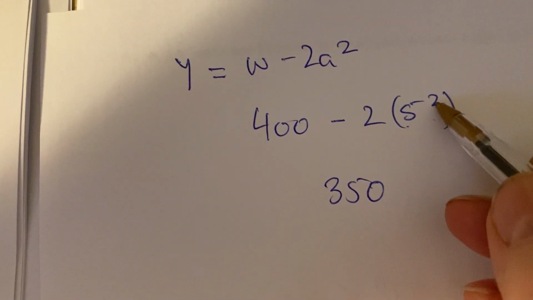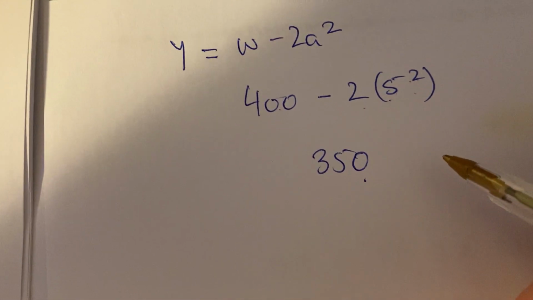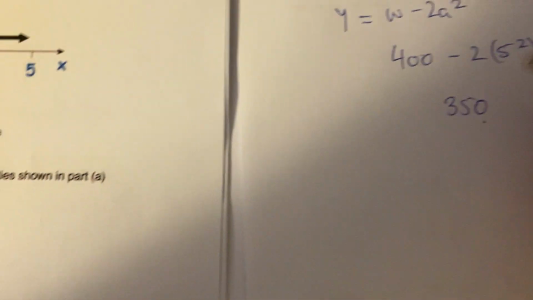Let's just understand that. 5 squared is 25. 2 lots of 25 is 50. 400 minus 50 is that answer there. Good. Let's get to the next slide.